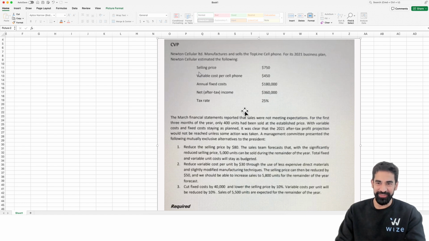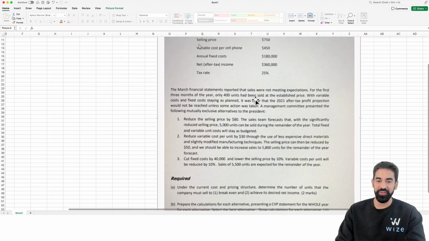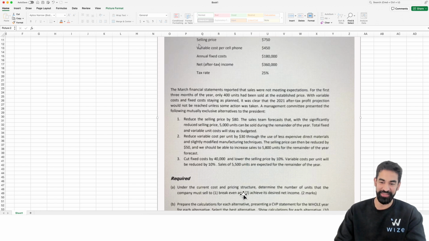So it says you have selling price, variable cost per cell phone, annual fixed cost, net after-tax income, and the tax rate. And part A underneath tells us, under the current cost and pricing structure, determine the number of units that the company must sell to break even. So for this, you don't even care about the 3 months or the year or the 9 months. You just care about the break-even point. What's the formula for break-even? Put that at the top here.